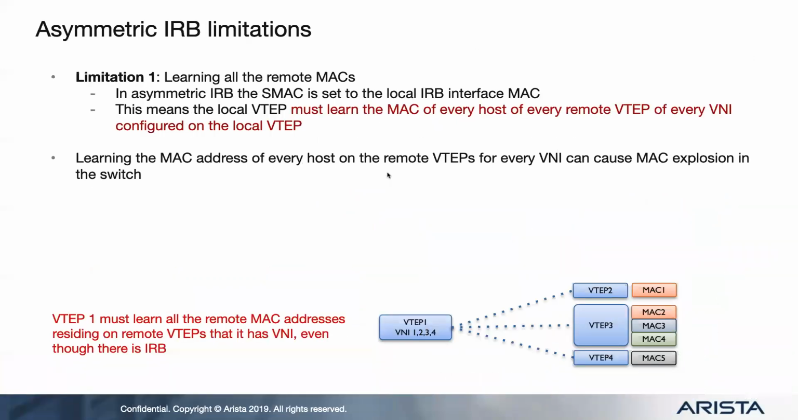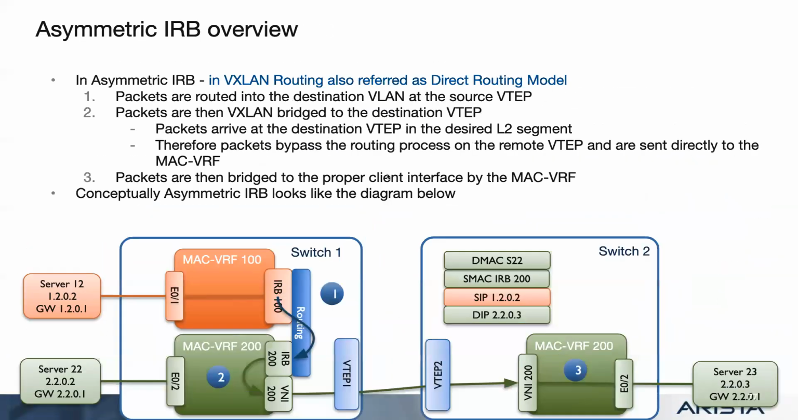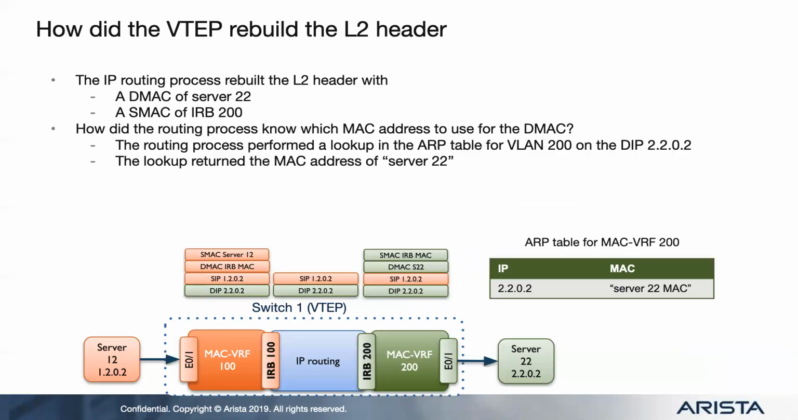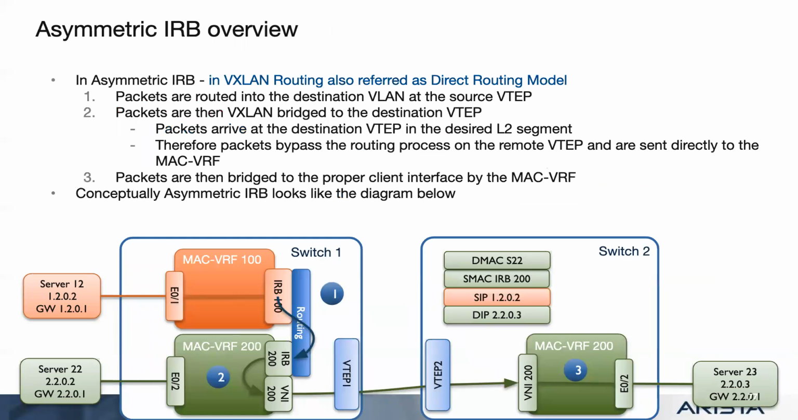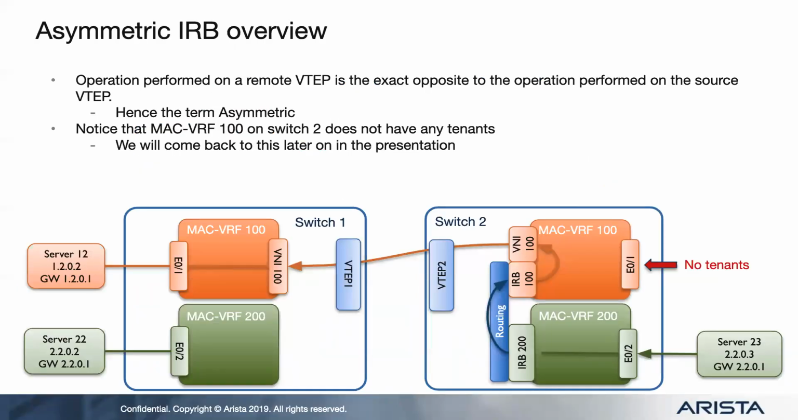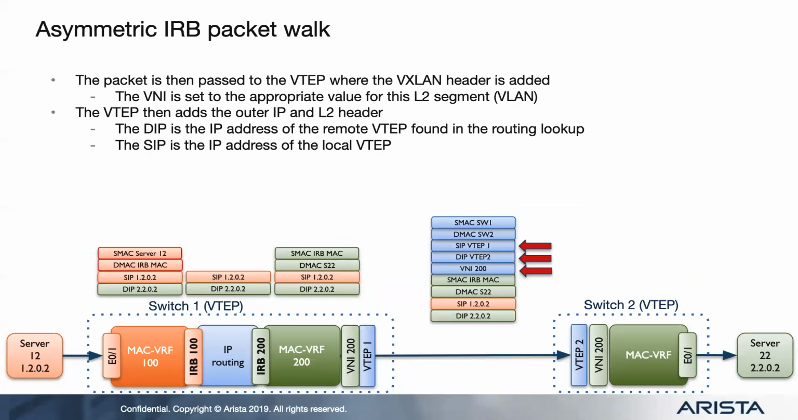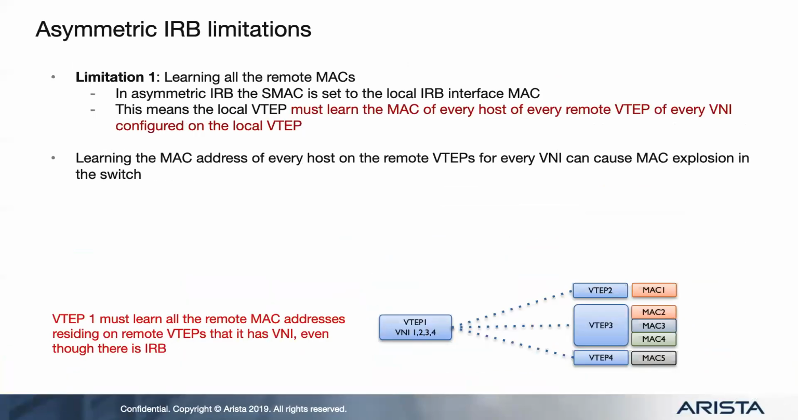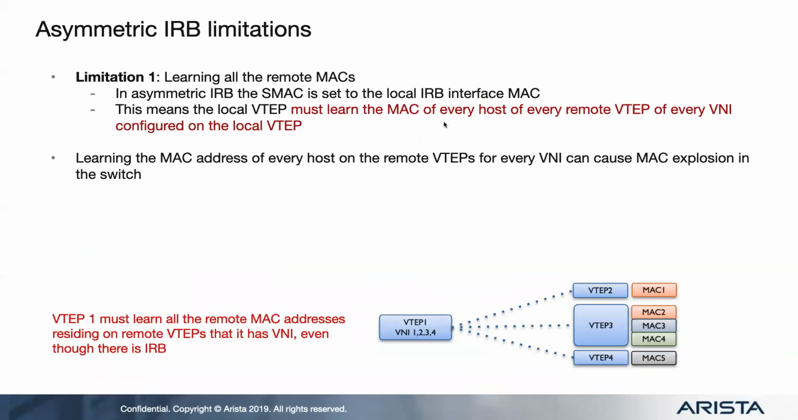After this come the different limitations, but before that, let me pause and ask if anyone has any questions related to the IRB concept and symmetric IRB, how the packet flow works, or if you want, we can go through it again. Okay, it looks like everyone is fine. So let's move forward. What are the limitations?